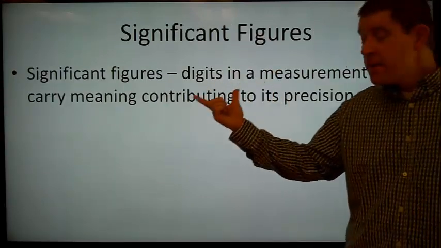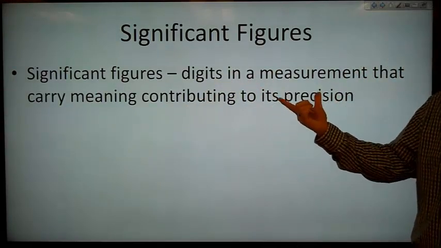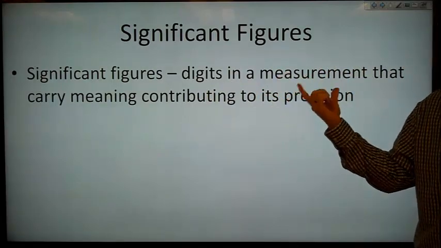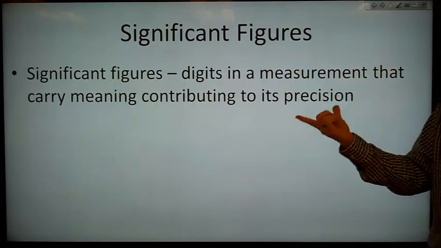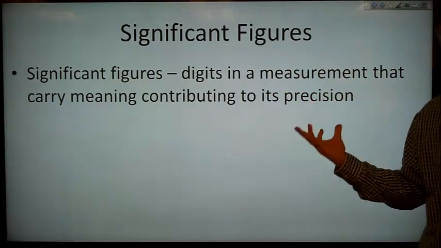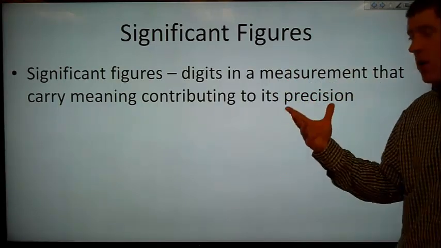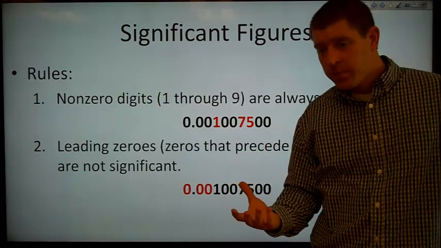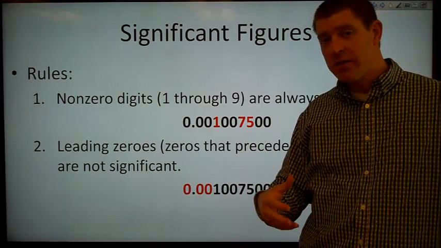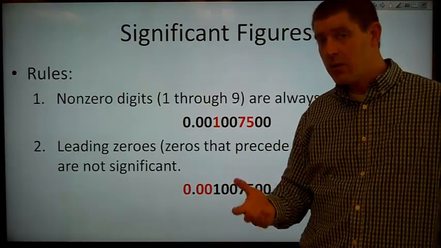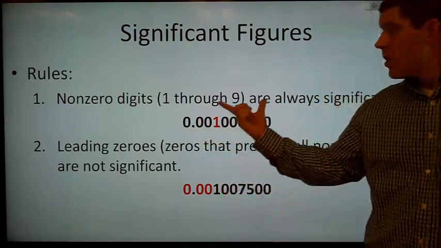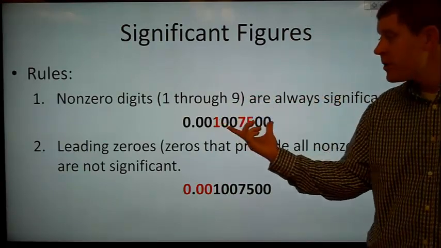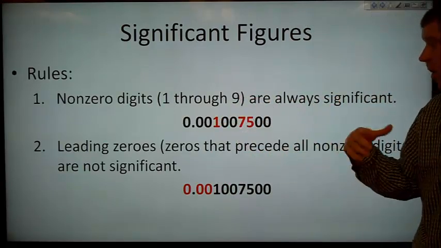So, significant figures are a way of tracking our uncertainty. Significant figures are digits in a measurement that carry meaning that contribute to its precision, that let us know how precise it is. It gives us a measure of our uncertainty in our measurement. So we have a few different rules for significant figures. Non-zero digits, digits from 1 to 9, are always significant.